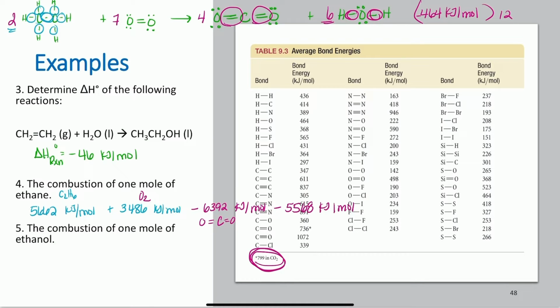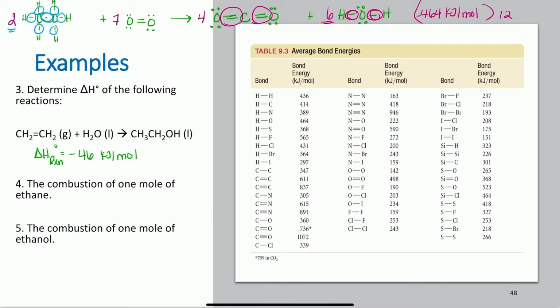So add all that up. Positive 5,662 plus 3,486 minus 6,392 minus 5,568. Let me check that to make sure. Okay, so for the complete combustion of ethane, we get negative 2,812 kilojoules per mole. Again, that is delta H of reaction.